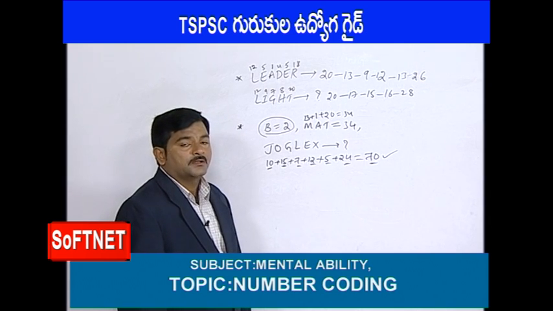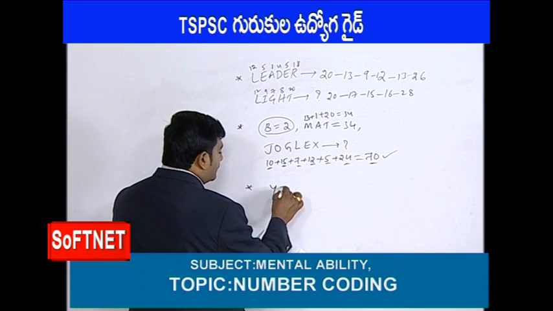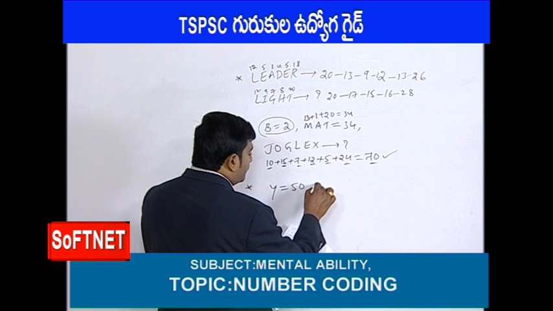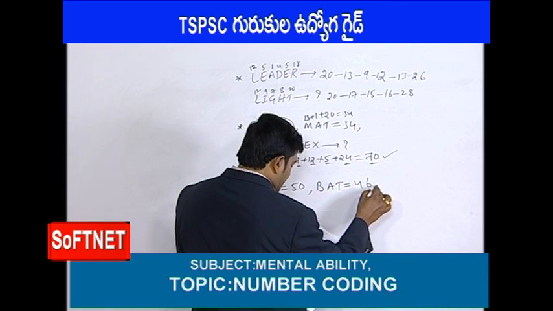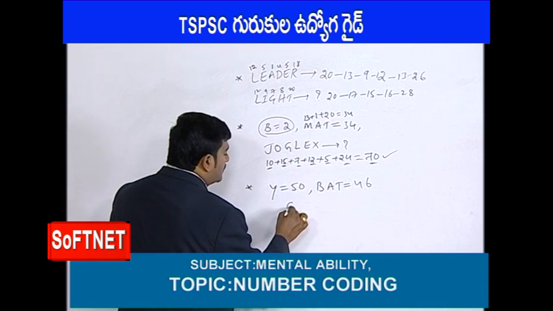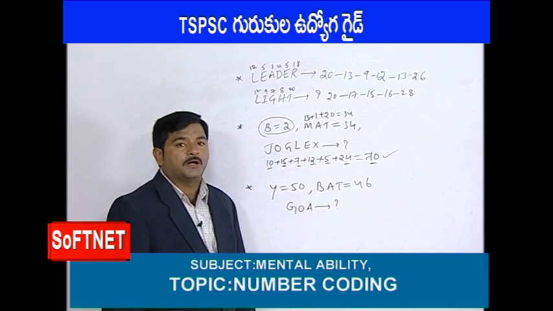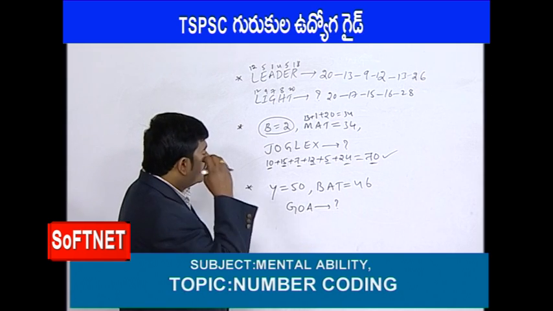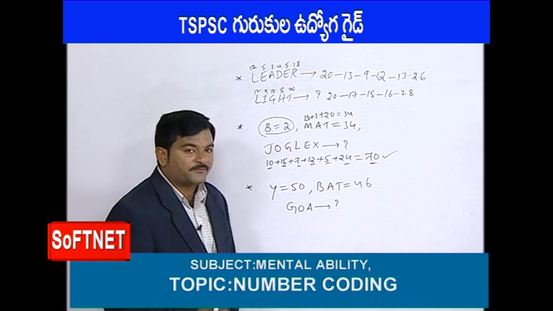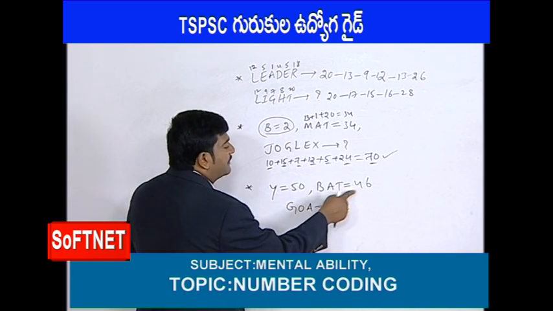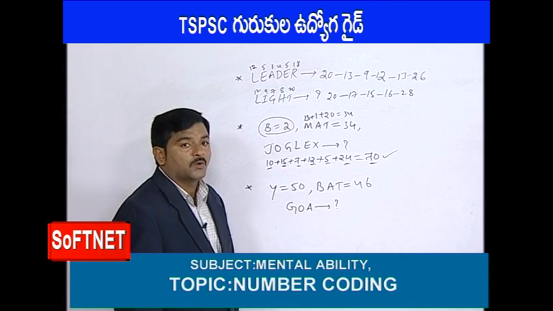Okay, now we can discuss one more example. In a certain code language, Y means 50, BAT means 46. Then what is the code for the word Goa? Okay, I repeat once again. He asked to find in a certain code language, Y means 50, BAT means 46. What is the code for the given word Goa?